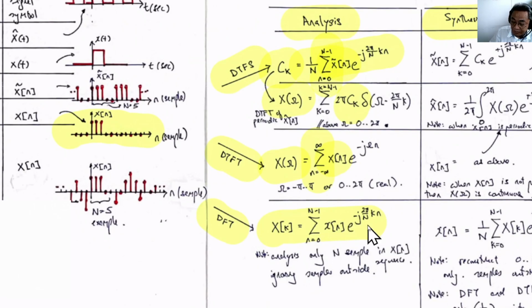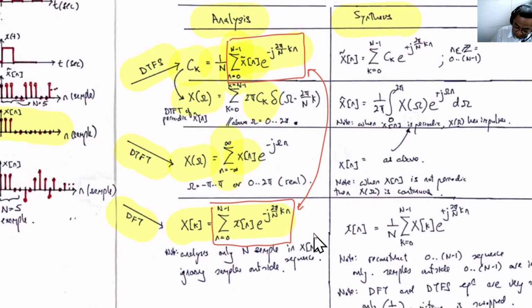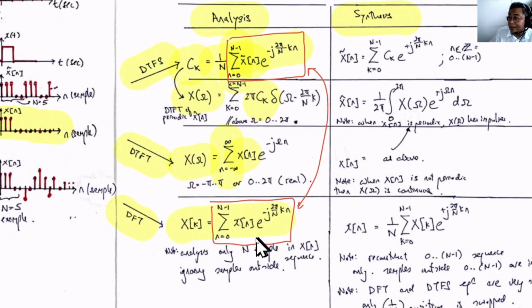Look at this equation carefully. This part is the same as DTFS: summation of n equals 0 to N minus 1 of x of n, then e to the power minus j 2 pi over N kn. These two are the same. The only difference is that 1 over N is used to normalize for CK. There's no 1 over N here. Now you'll be wondering, where's the 1 over N then?